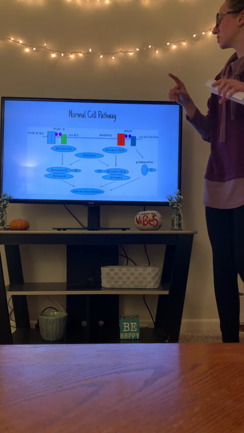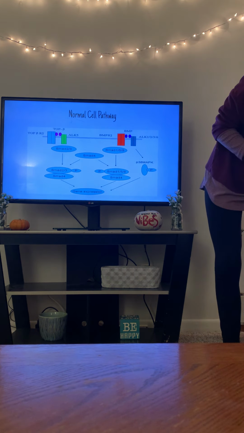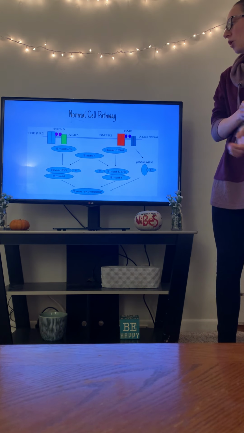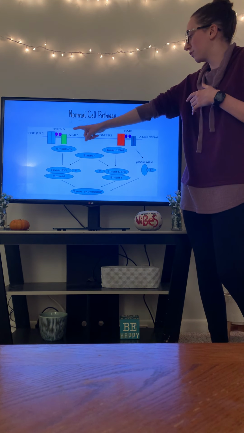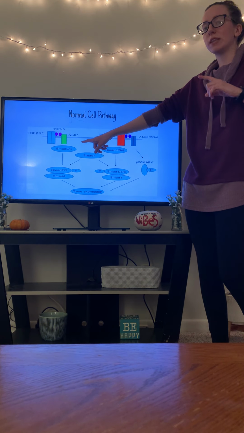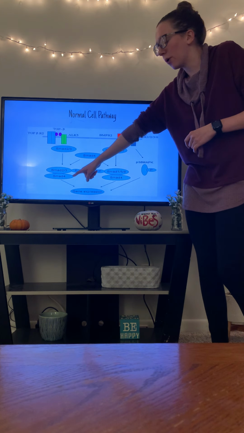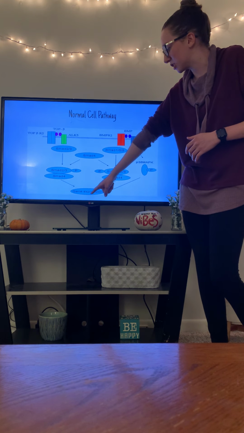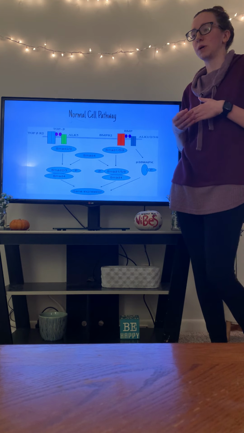So this is a normal cell pathway of TGF-beta. Like I said before, TGF-beta actually works with a gene called BMPR2, which can be seen here. What TGF-beta does is it signals for the phosphorylation of this SMAD2/3. And when this SMAD2/3 becomes phosphorylated, it attaches to SMAD4, and this combination is what leads to gene expression. But TGF-beta is not the only thing that causes this gene expression.